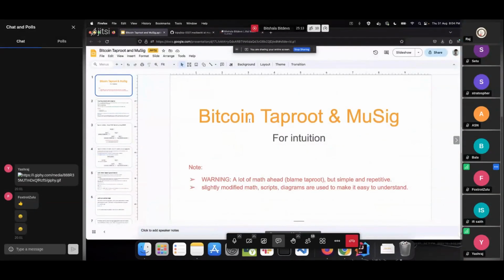Okay. I'm going to start it. So this presentation is primarily about basics about Taproot and Musig, just to get the intuition behind why Taproot and why Musig and how it works, how it is designed in this way. That is a primary goal. So few warnings and disclaimers. It is going to be math, as I said, but it is going to be simple and very repetitive. So no hard challenges. And then the math and the Bitcoin scripts and the diagrams that we use are slightly modified to make it more easy to understand. So it will not be completely strictly the right syntax. So that's the basic thing.